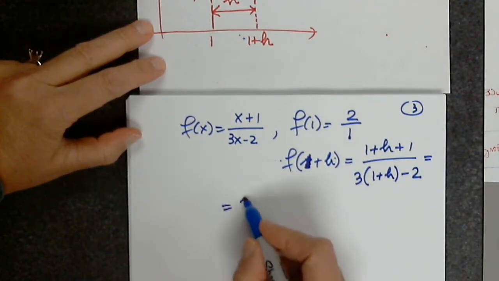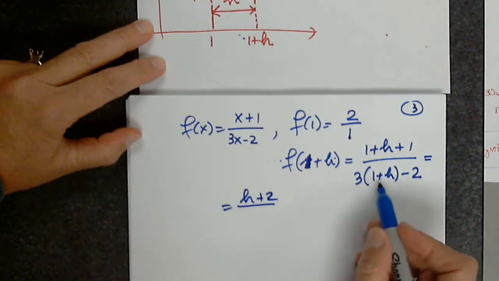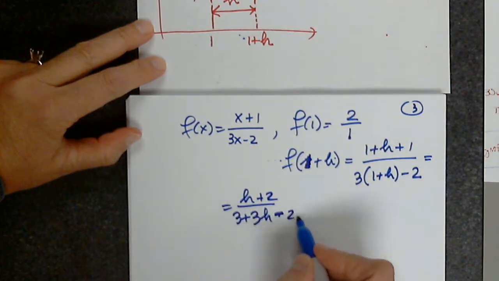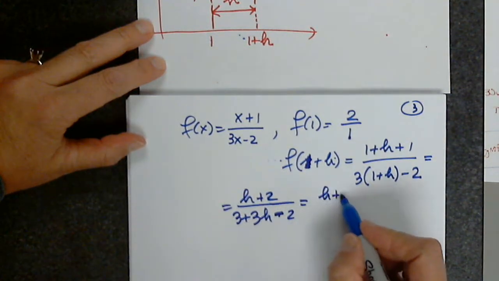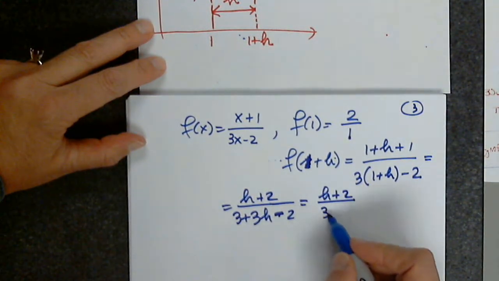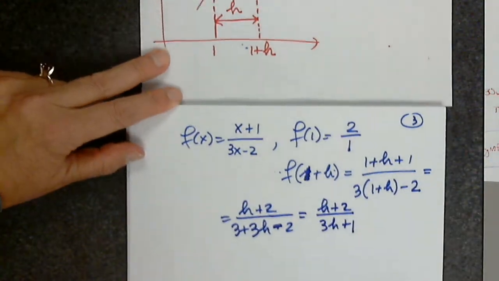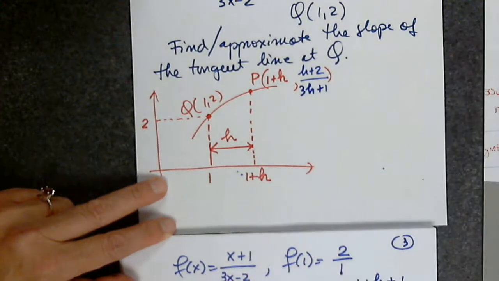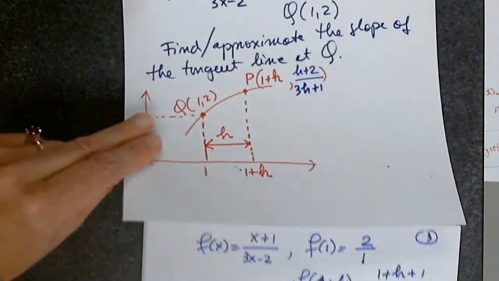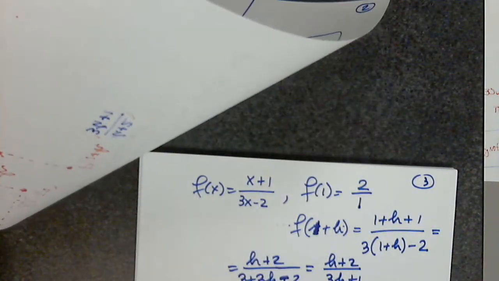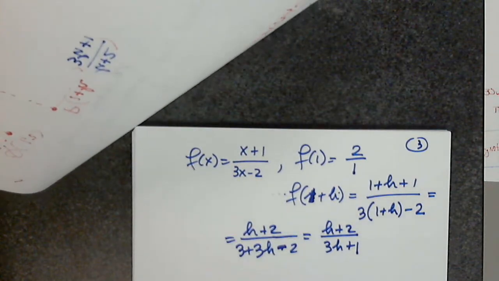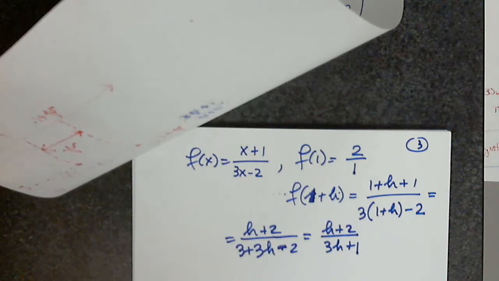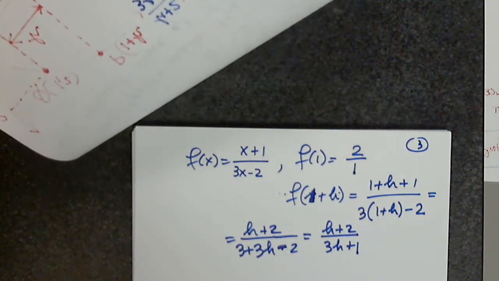So then this becomes h plus 2. I have to distribute here: 3 plus 3h minus 2. So then the top is h plus 2, and the bottom is 3h plus 1. And that is my y coordinate. Do we all understand how we got the simplified form of f of 1 plus h?